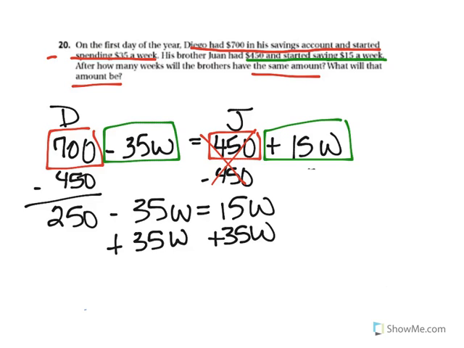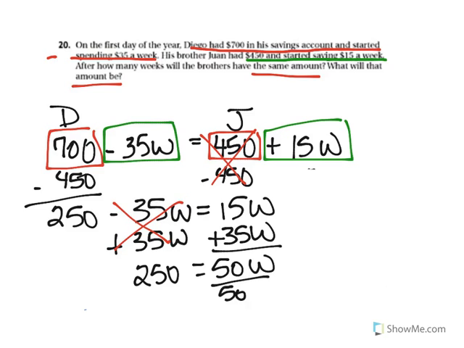When I do that, this piece zeroed out, so that left me with 250 to the left, and on the right I have 50W. I'm not done because I need to find W, so that means I'm going to divide both sides by 50. And when you do that, and just quickly, I see this cancels out. I'm left with W. My zeros cancel out, so I'm left with 5 weeks. So I know that it was 5 weeks for them to have the same amount.